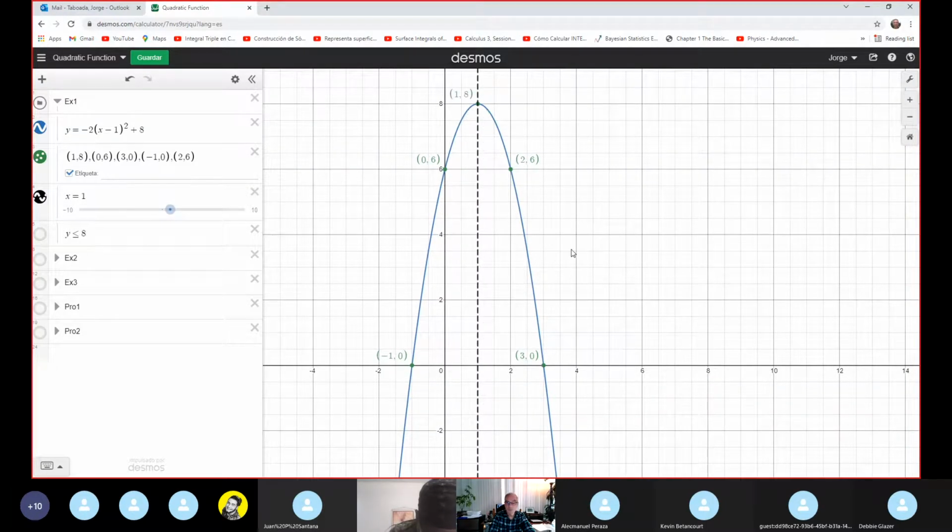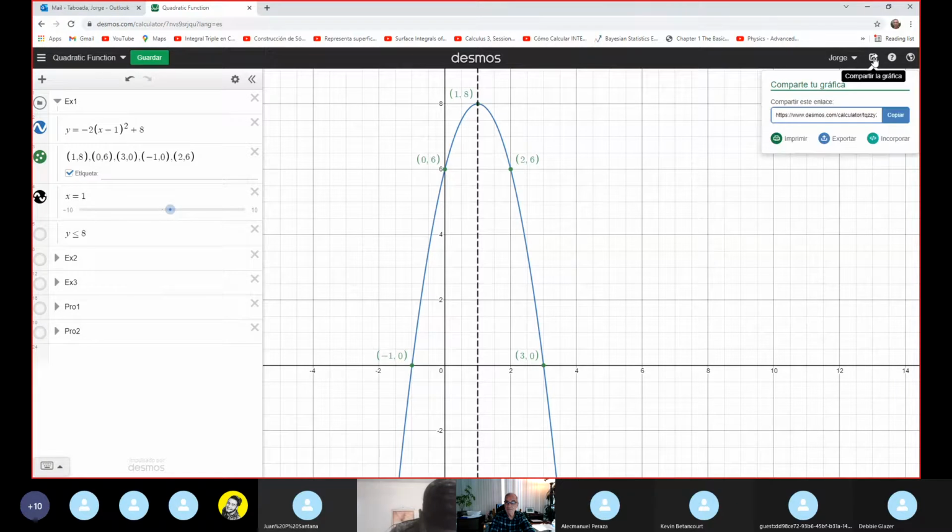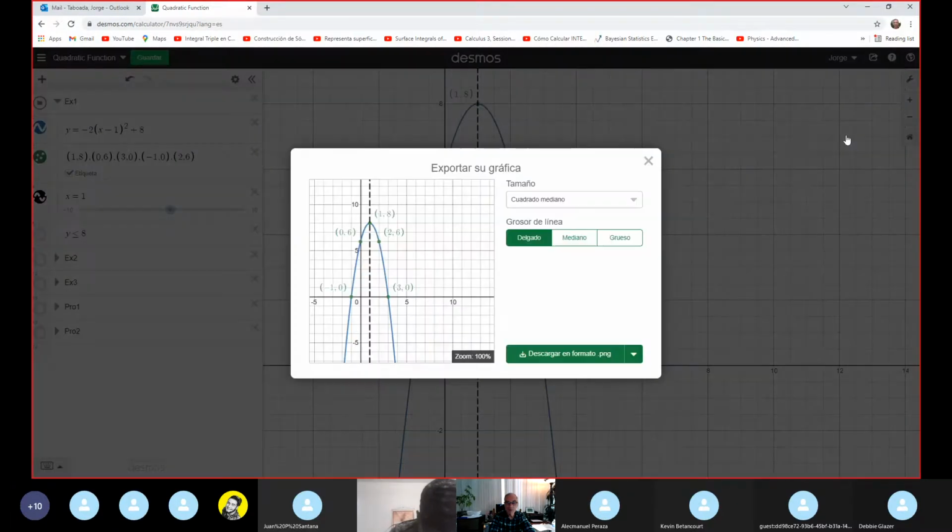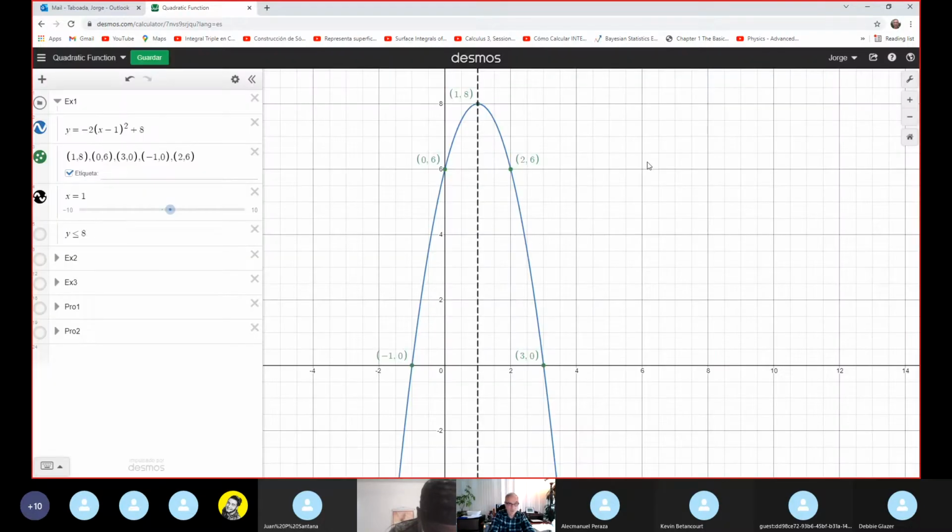And remember, in the test, you click here and here, and you export it like an image and you attach it in your test. Good. Super good. I like that. Very well. Any question in example 1? Let's move on to example 2 now.